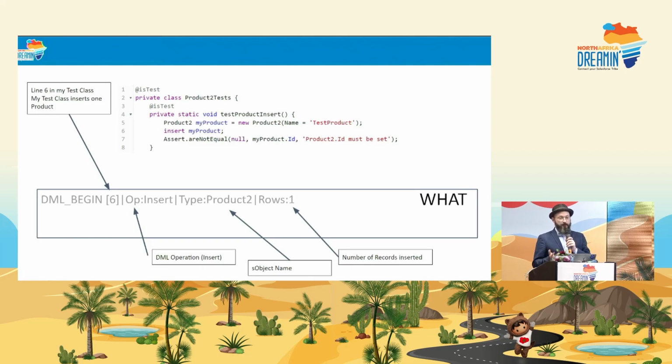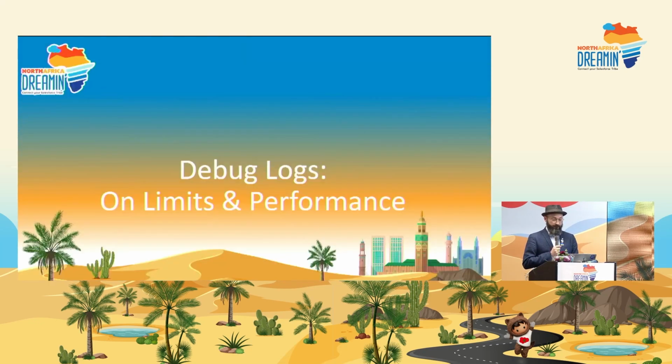And again, the what part consists of several parts. It tells you again what happened, DML begin this time. It gives you clearly the line of code, line 6. It also tells you the operation, it's insert. It will tell you which object you inserted and how many rows you have inserted. Okay, that's reading logs line by line.